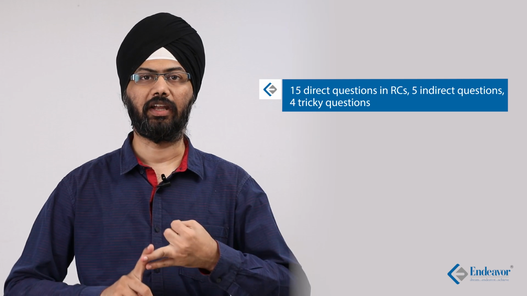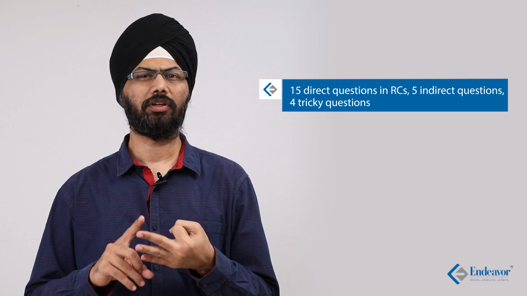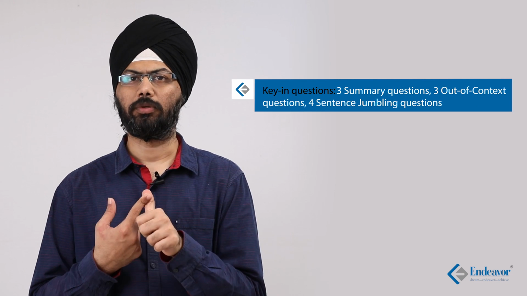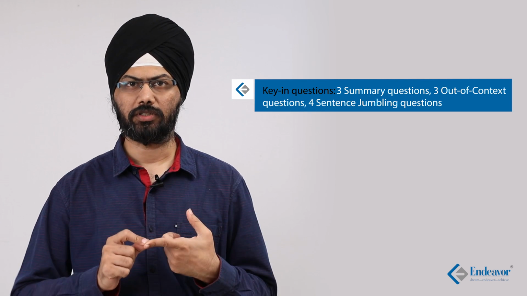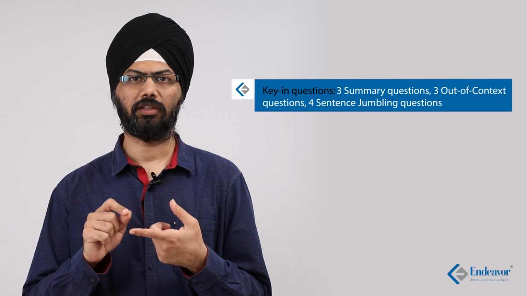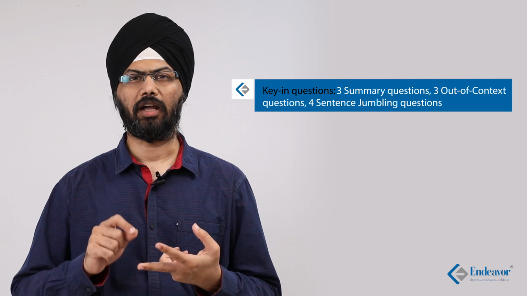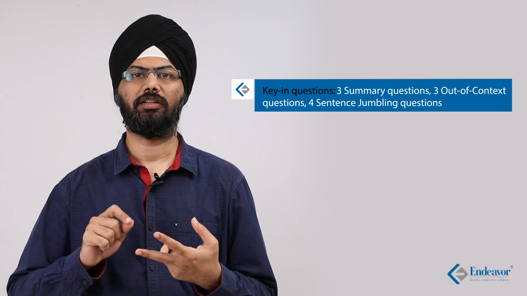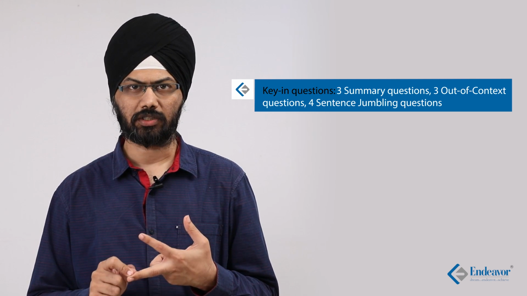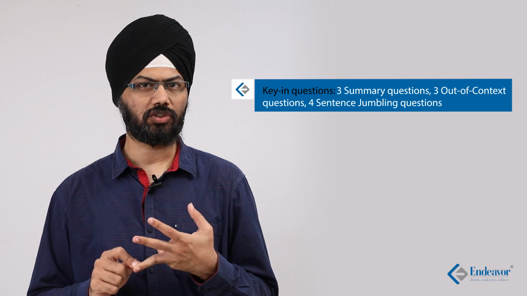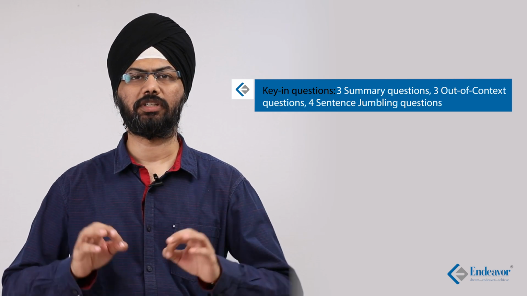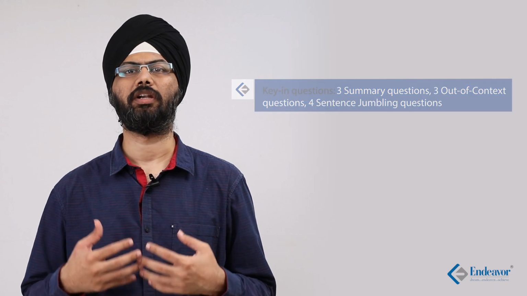Further bifurcation. RCs, you had 15 direct questions, 5 indirect questions and 4 tricky questions. In the key in question types based on verbal ability, you had 3 questions which asked you to select the best summary, 3 questions that asked you to identify the sentence that was out of context, and 4 questions that asked you to rearrange jumbled up sentences to create a coherent paragraph.